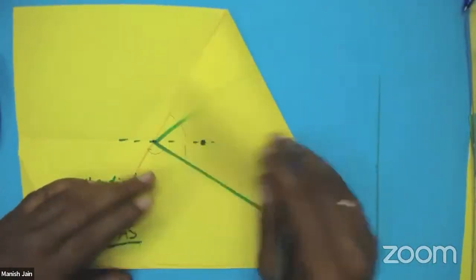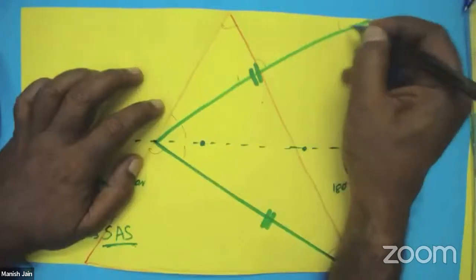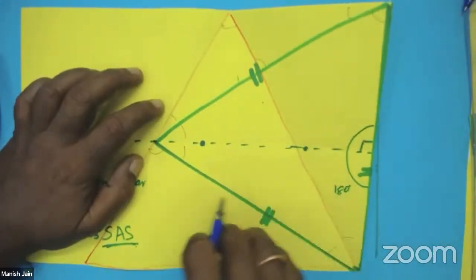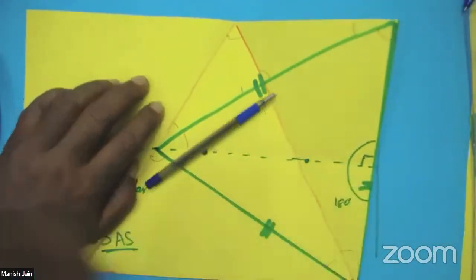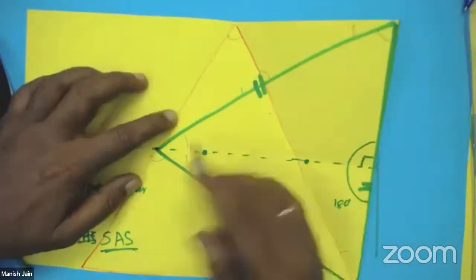Jitne bhi angles aapko dikh rahe hain, sab bataiye kitne angle hain. Isko mark kar dijiye. Pure paper ko rang dijiye. Whatever the size of all of these angles, just do that. Okay. And this is the longest possible.